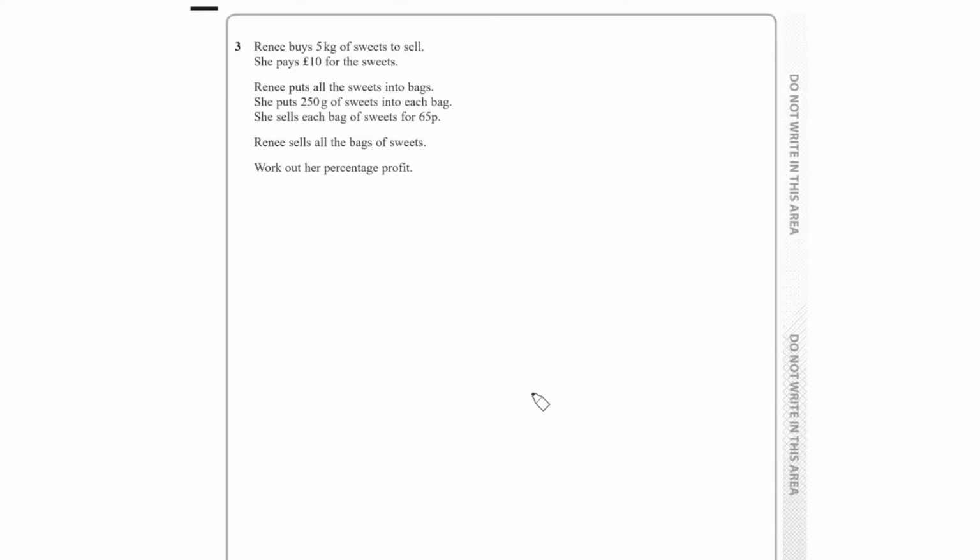Okay, question 3. Renee buys 5 kilos of sweets to sell. She pays £10 for the sweets. Renee puts all the sweets into bags. She puts 250 grams of sweets into each bag. She sells each bag of sweets for 65p. So Renee sells all the bags of sweets. Work out her percentage profit.